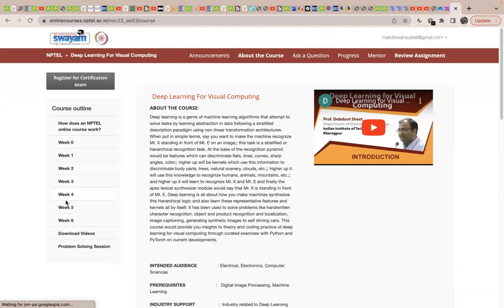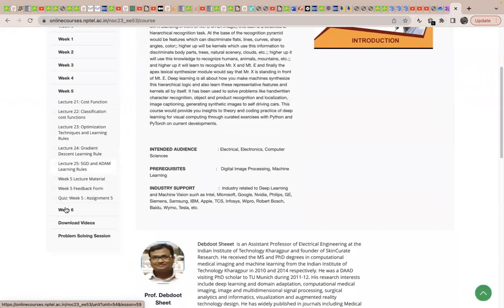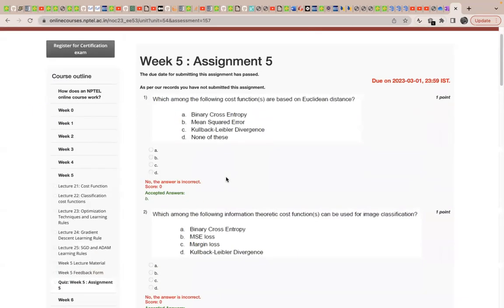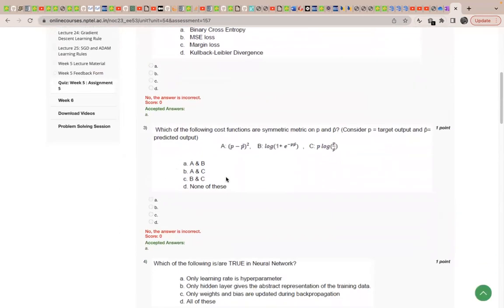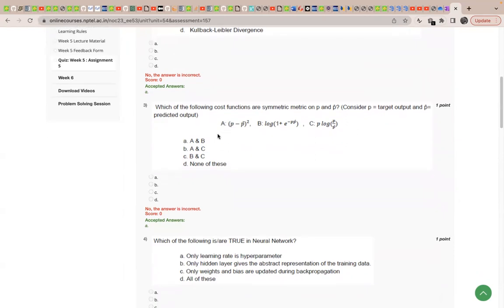Which question was the doubt from? Assignment 5? Yes, sir, it's question 3. I guess the assignment 5 answers have not been released, right? No, sir, I just want to clarify that question. Can you go to question number 3? Question number 3 is: which of the following cost functions are symmetric? A is mean squared error and C is KL divergence loss. Both are regression, and B, I think, is soft margin loss. So how come A and B are symmetric? I didn't get that.